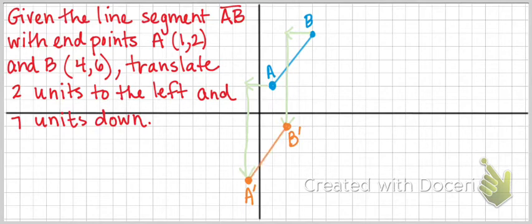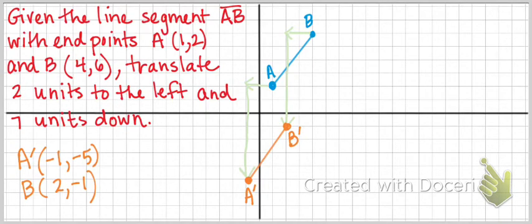Notice if you look at the blue and the orange line segment, they're the same length, the same size, and they have the same slope. The orientation hasn't rotated at all. So it looks like the same exact line, but it's just been moved to a different position. So you can come up with the coordinates for our A prime and B prime, and then you're done.